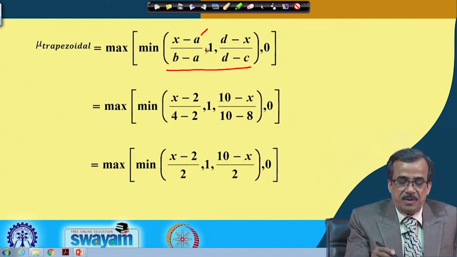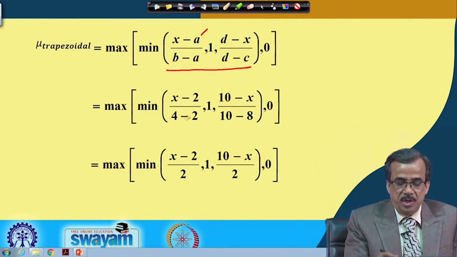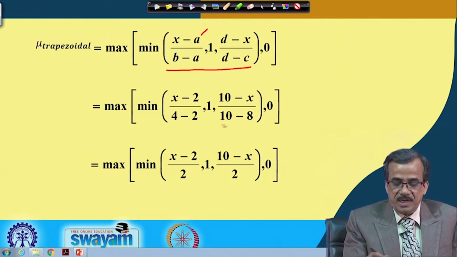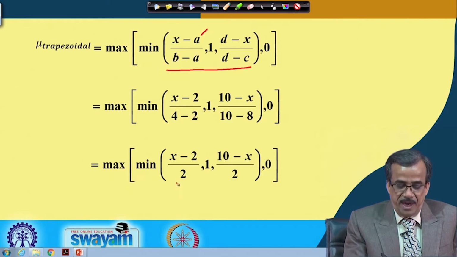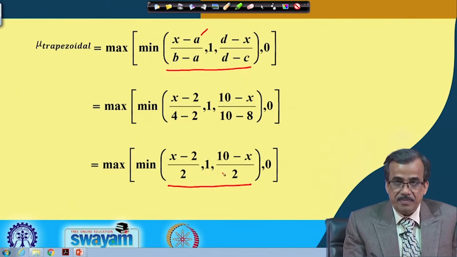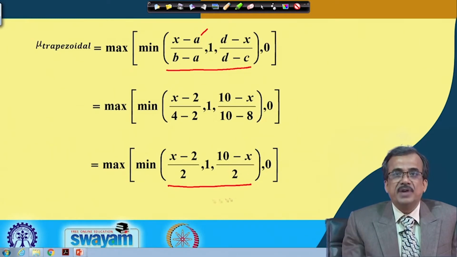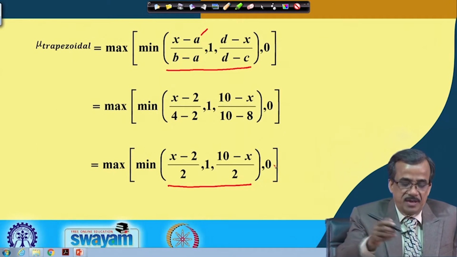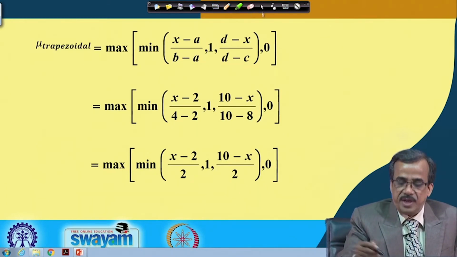Now, if we substitute the values for a, b, c and d, we will be getting the maximum between the minimum among (x minus 2) divided by (4 minus 2), comma 1, (10 minus x) divided by (10 minus 8), comma 0. Now if you simplify, this will become the minimum among (x minus 2) divided by 2, comma 1, (10 minus x) divided by 2, and we compare the minimum among these 3 with 0 and try to find out the maximum. And whatever you get, let me just try to see.